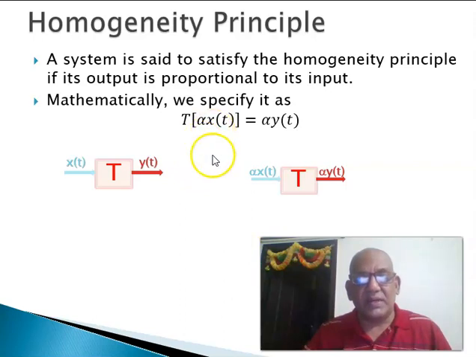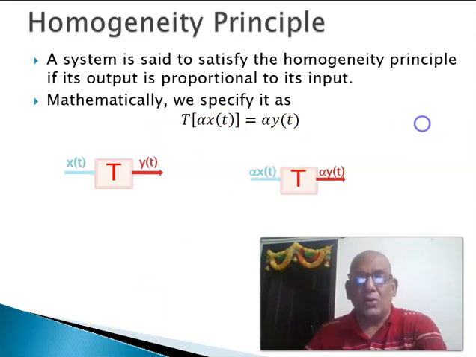Mathematically, we can represent it like this. We are giving alpha x(t) to the operator T. So we put this alpha x(t) within the brackets. T acting on alpha x(t) produces alpha y(t). Alpha y(t) is the output. A pictorial representation sometimes can be more meaningful, and in some other situations mathematical equation may be more meaningful. We'll look at both of them.